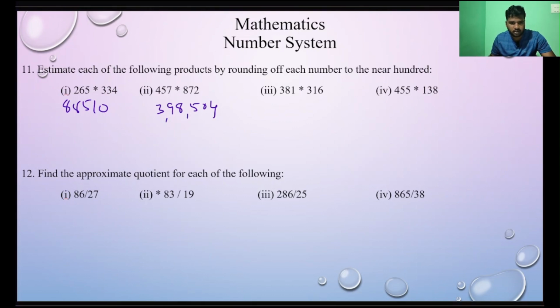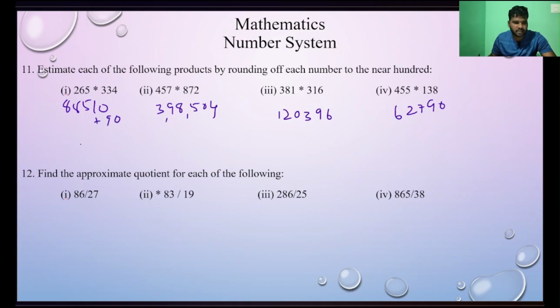Now, what is the multiplication? What do we get after 381 multiplied by 316? What is the answer? 120,396. Okay, now here, 455 multiplied by 138. What is the answer? 62,790.